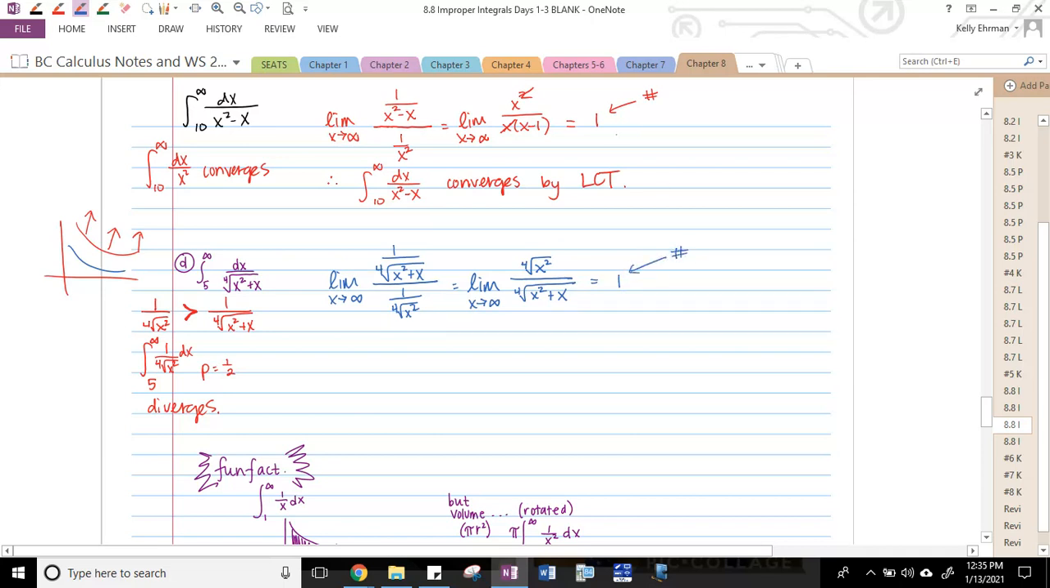A lot of times you're going to get 1 because of the function that you pick. The times that I usually don't get 1 are if the original problem had some sort of coefficient, like a 2 or something in the numerator.